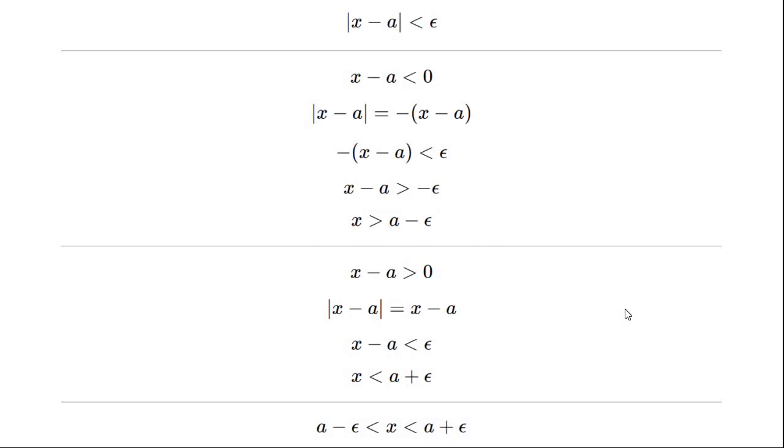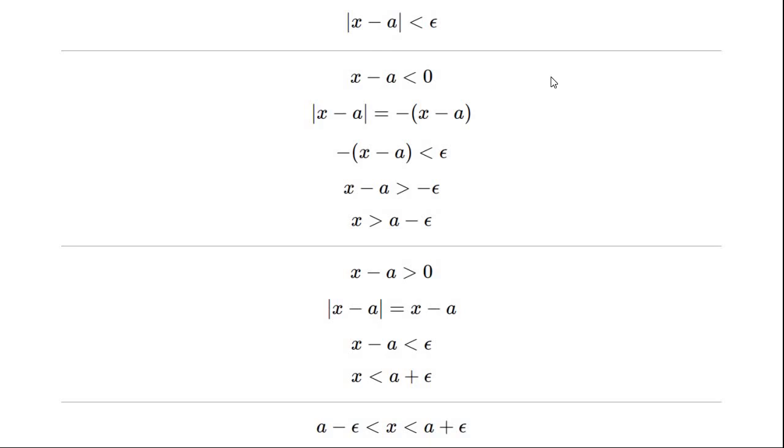Now we're going to talk about what it means for the absolute value of x minus a to be less than epsilon. You see this a lot in calculus. So what does this mean? Well, intuitively what it means is that the distance between x and a is less than epsilon. So you can think about a being a point and then epsilon being a radius around that point. And so if x satisfies this inequality, x is within that radius.